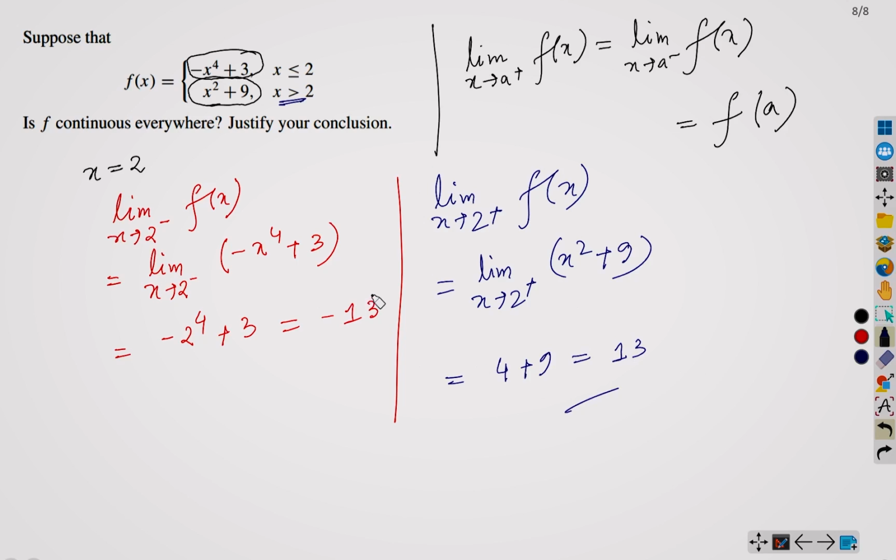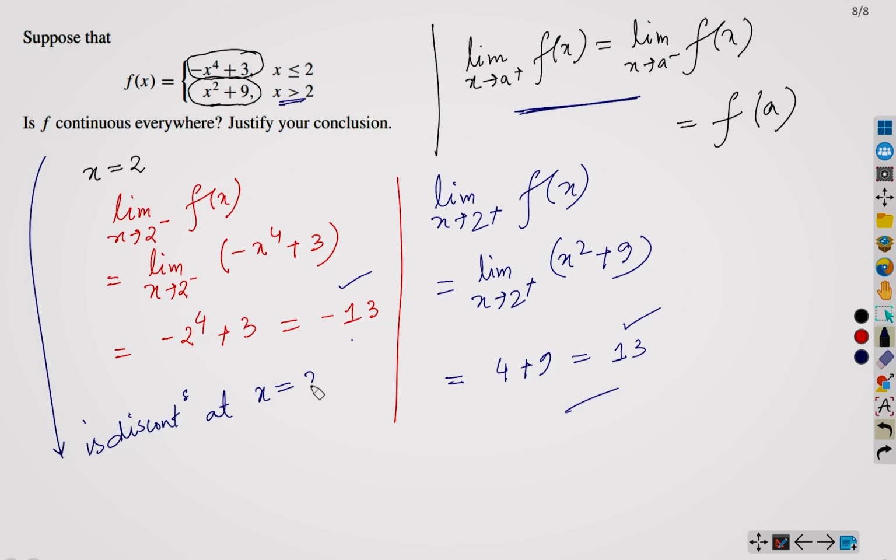Now observe that these two things are not equal. The left hand limit and right hand limit exist, there is no question about the existence, it is fine, but their limiting values are not equal. This condition is not satisfied, right? Therefore the limit does not exist, so forget about continuity. Since the limit does not exist, this function is discontinuous. We will say it is discontinuous at x equal 2.